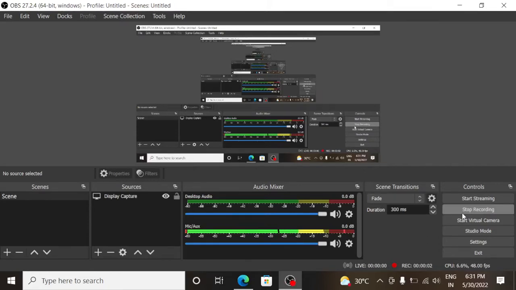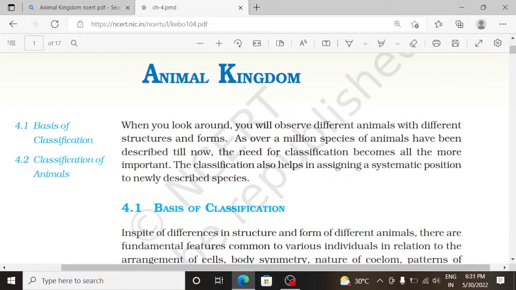Hello everyone, and today we are going to start a new chapter from Unit 1, the diversity of living organisms. The name of the chapter is Animal Kingdom, and this will be the last chapter from Unit 1 in biology. When you look around, you will observe different animals with different structures and forms.